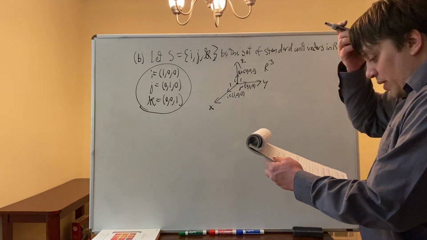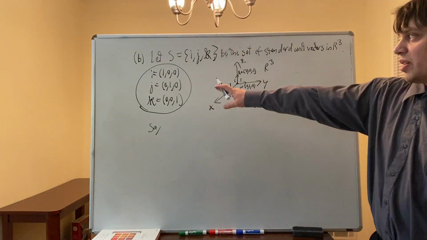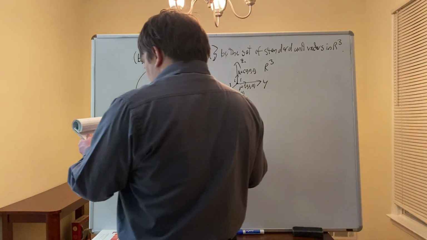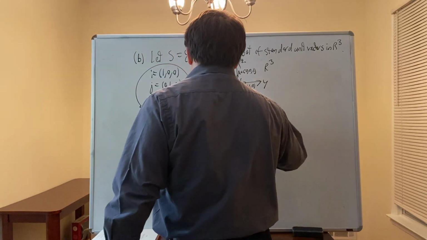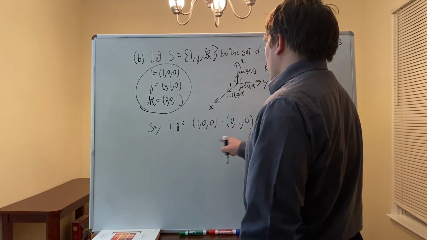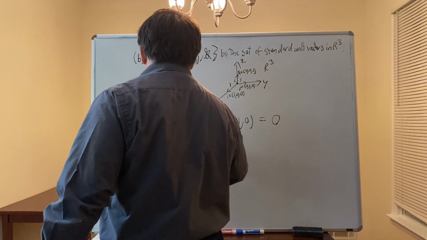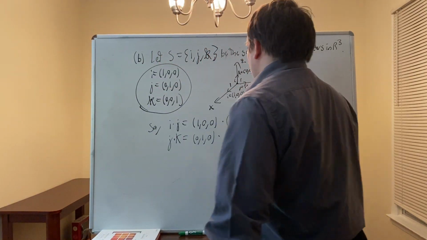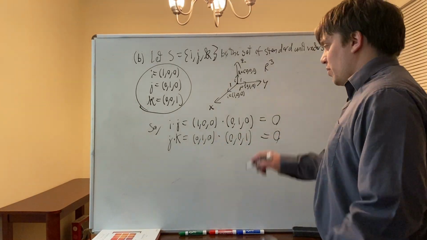Okay? So what happens then is, let's talk about the dot products between all the standard unit vectors of R3. So i dot j is equal to (1, 0, 0) dot (0, 1, 0). And so it's 1 times 0 plus 0 times 1 plus 0 times 0, and then equals 0. j dotted with k is equal to (0, 1, 0) dotted with (0, 0, 1). 0 times 0 is 0, plus 1 times 0, which is 0, plus 0 times 1, which is 0, and that's also equal to 0.